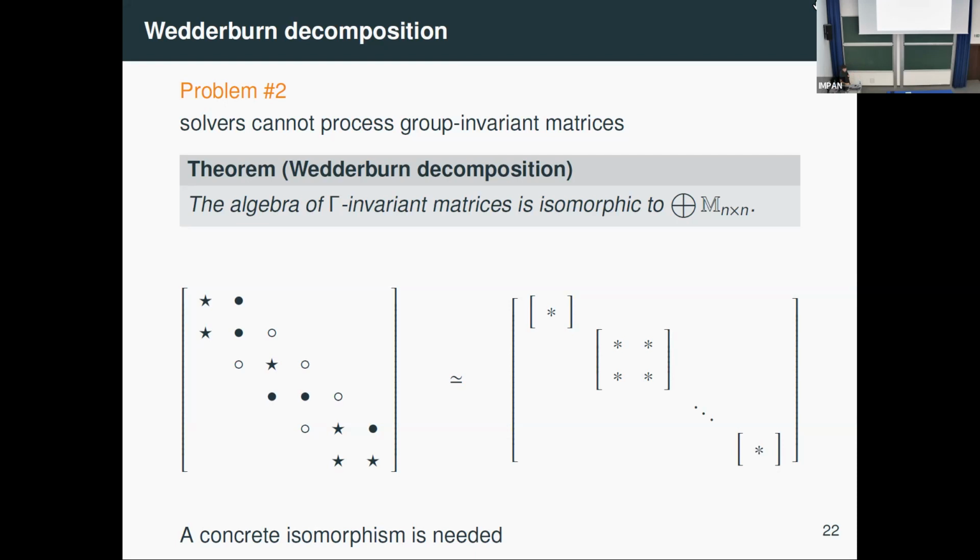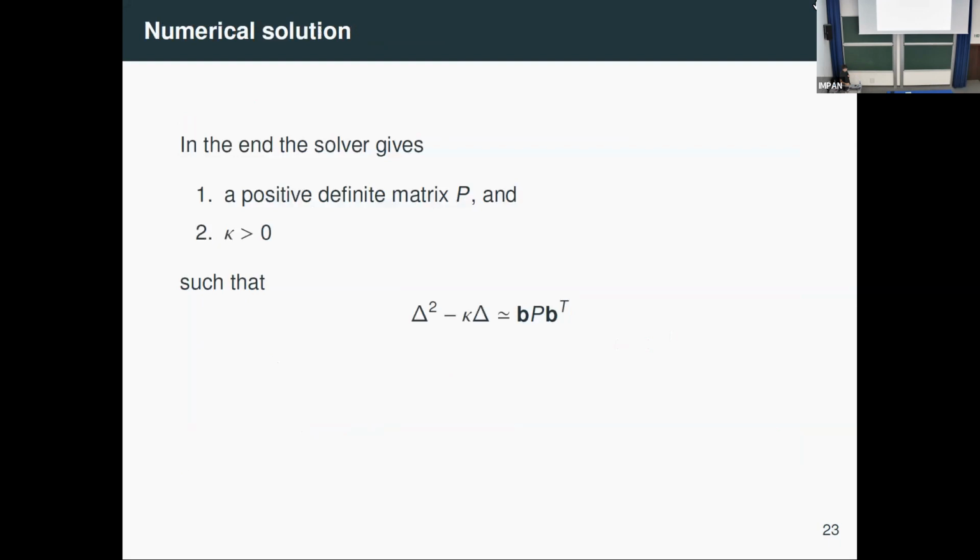So this can again be done. So you do this, and in the end, the solver gives a positive definite matrix and some number such that this equation that we want it to solve is solved. However, the problem is that this is, of course, a numerical solution, right? So we were looking for proof. So far, we only have an approximation. It's a pretty good approximation. The accuracy was to the order of 10 to the minus 10, but still it's just an approximation.